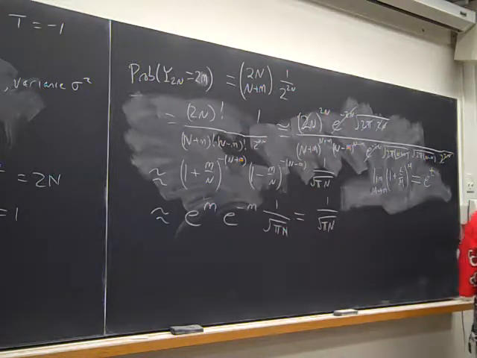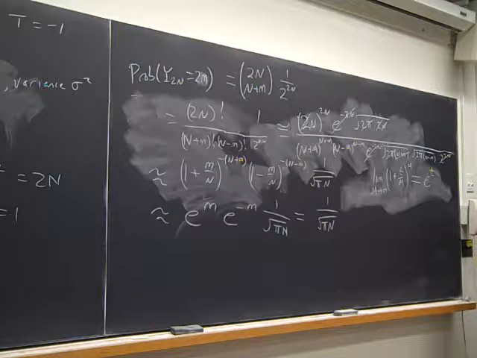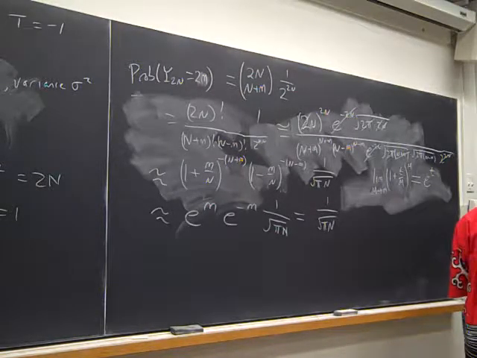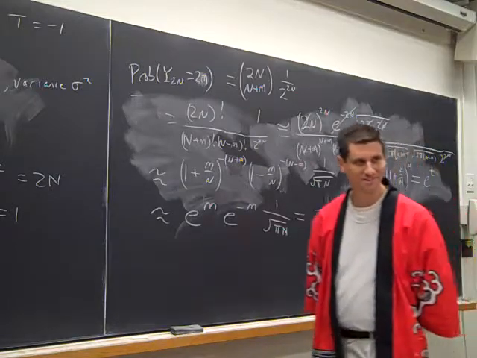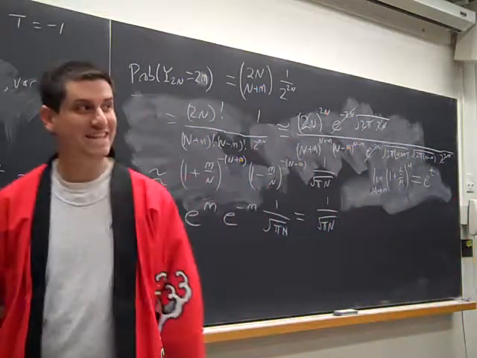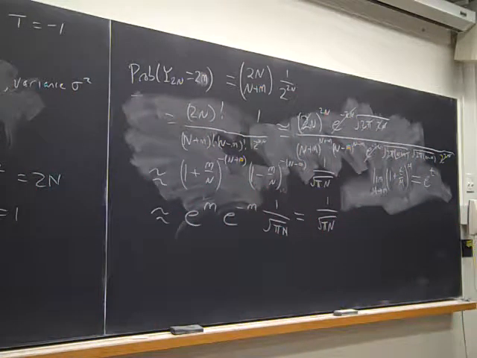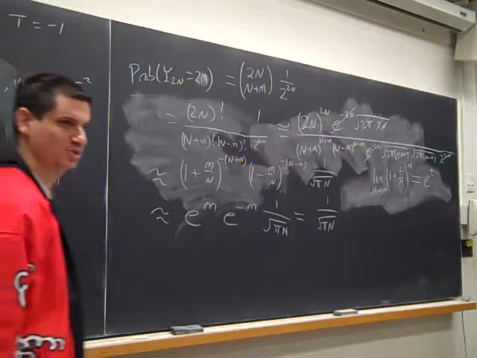So who's happy with this answer? Not one person is happy with this answer? Why is this answer bad? It doesn't depend on m. It does not depend on m! Okay. Clearly, we must have done something wrong. What this is telling us is the probability is independent of m. So it's converging to a uniform distribution.